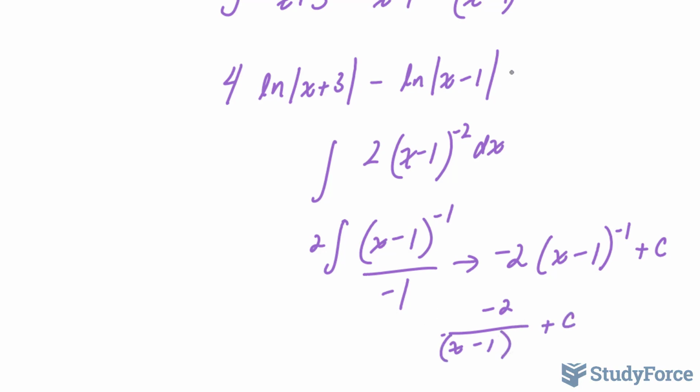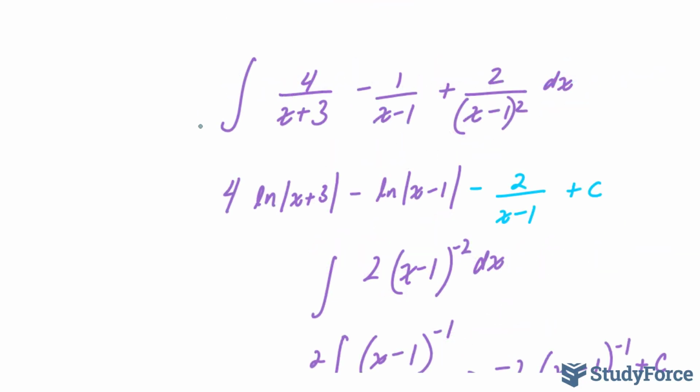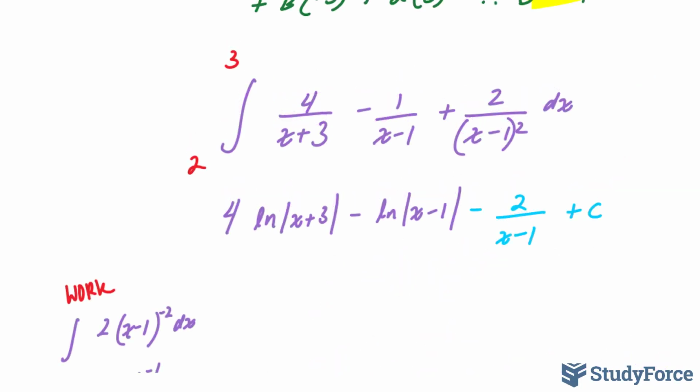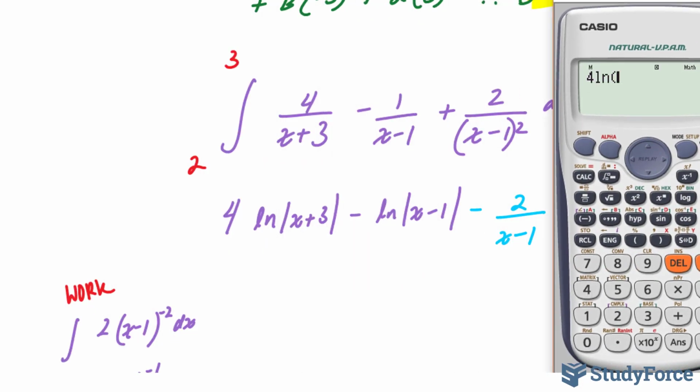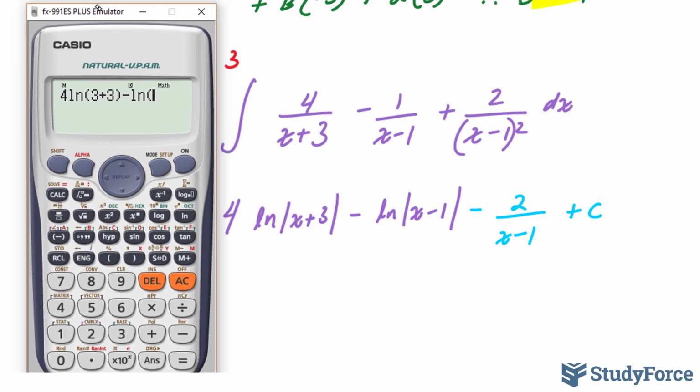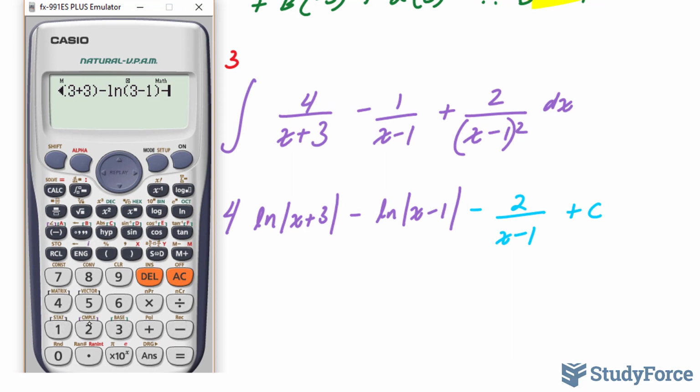I'm going to take this now and place it right there: negative 2 over x minus 1 plus C. Now remember, our integral was between 2 and 3. So now we have to evaluate this between 2 and 3. Here's how you would do that. We will subtract our lower limit, 2, from our upper limit. Using our calculator, 4 ln of 3 plus 3, minus ln of 3 minus 1, minus 2 over 3 minus 1.